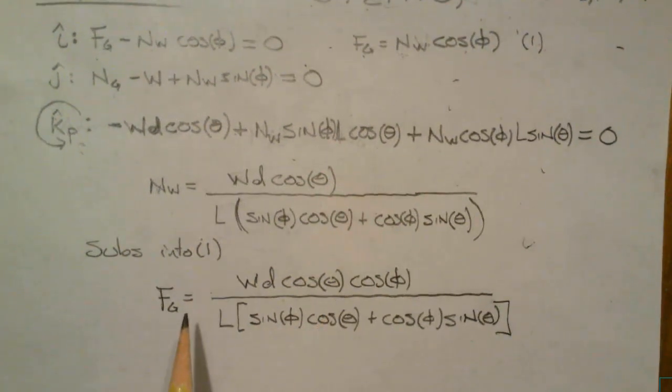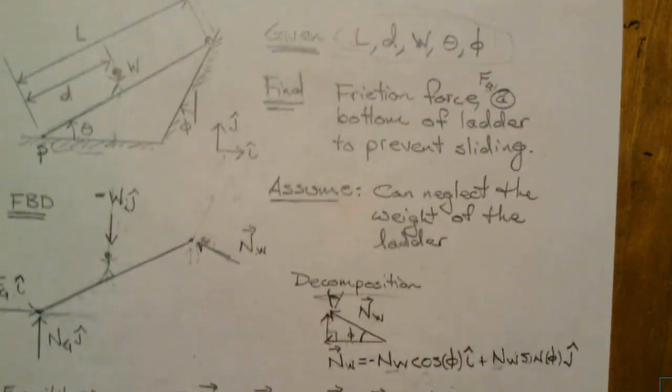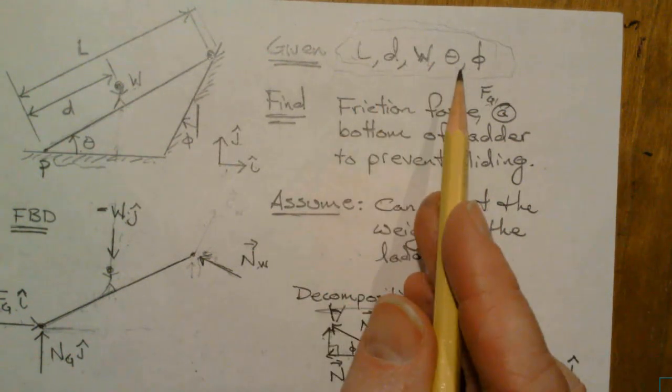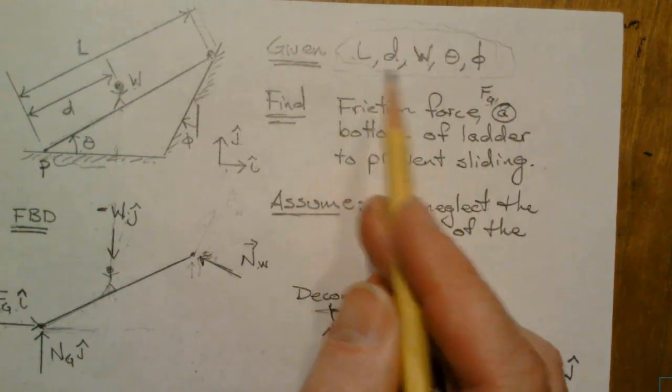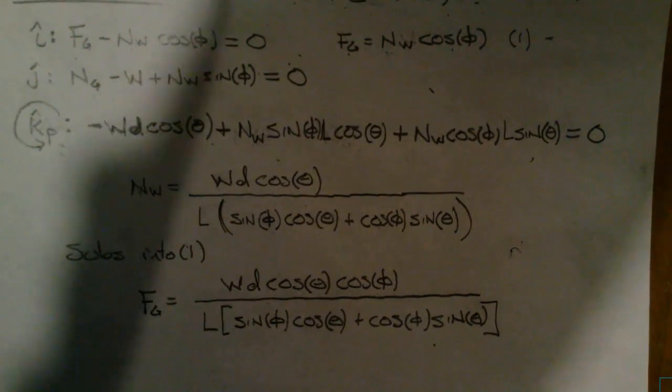Let's look at this FG. I got W, I got D, I got L, I got sine and cosine of phi and theta, right? Here's W. Here's D. Here's L. Here's theta and phi. All these things are given to us, and these are all the things in my answer right here. My answer only contains terms that are given. Guess what? Now I finally got an answer.